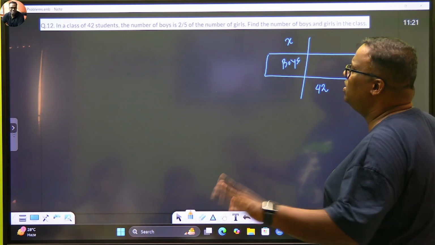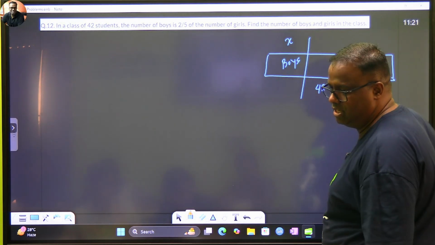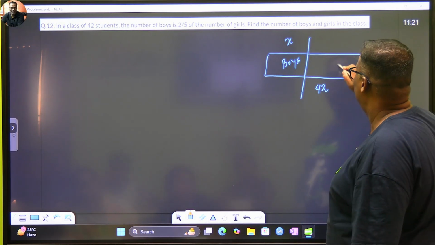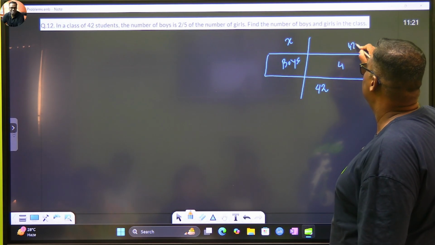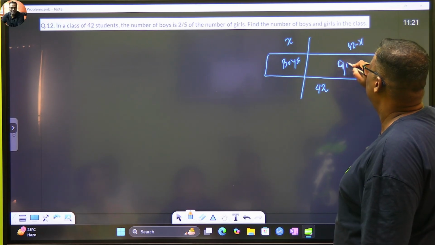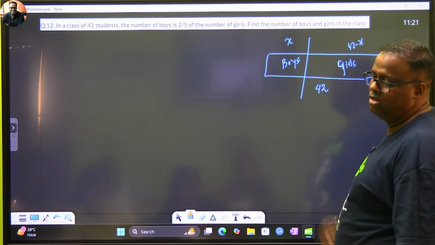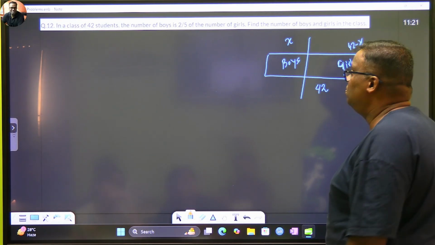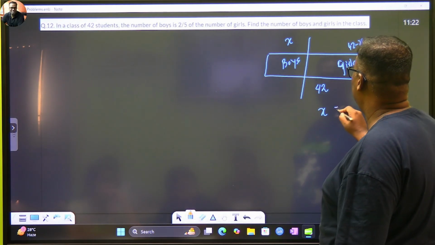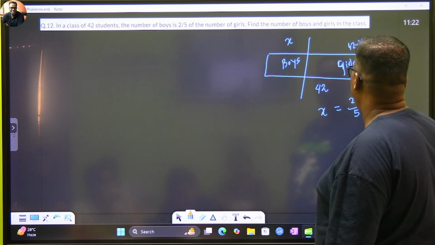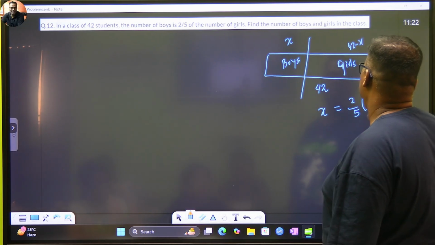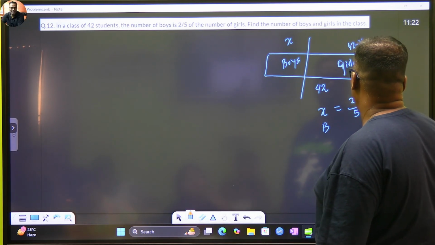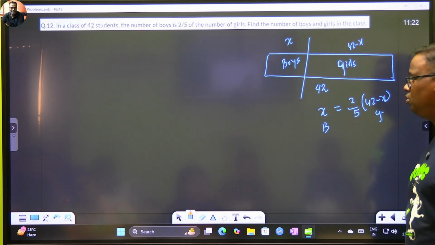The boys are x. Then the girls are how much? 42 minus x. Right? These are the girls. Now this is the assignment of variable. Now look at the condition. Boys are 2/5 the number of girls, means x should be equal to 2/5 of 42 minus x. This is boys, this is girls, and 2/5. Now you solve this, you should be getting the answer.